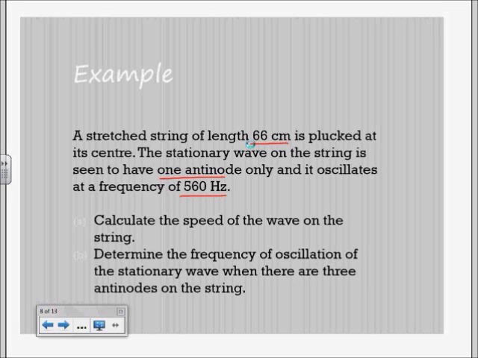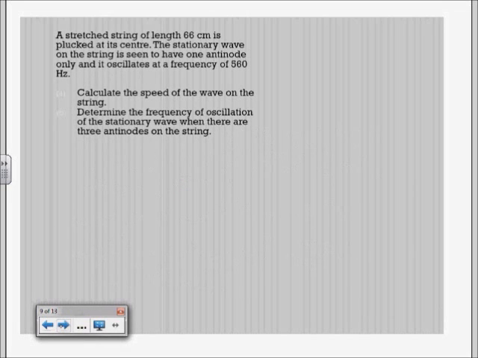All right, so on the next slide, we'll just set the problem up a little bit more. There's our string. We've got one antinode in the middle. Now, this diagram is somewhat exaggerated, but it just makes it easier to draw what's happening. So antinode in the middle. The length of the string, 66 centimeters.